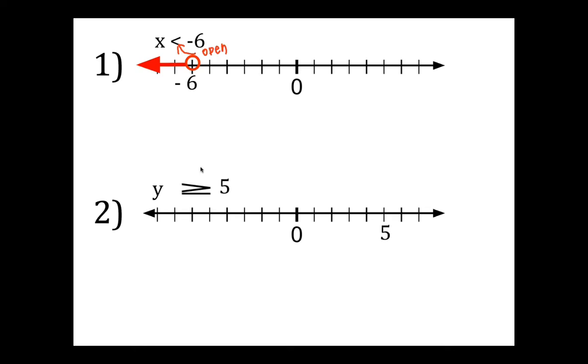For y is greater than or equal to +5, label 0 and then label 5 on your number line. Then plot a closed circle this time at 5, since this is greater than or equal to. Once you've plotted your point, you can draw your arrow in the same direction as your inequality symbol, since your variable is on the left. So this would be pointing to the right.